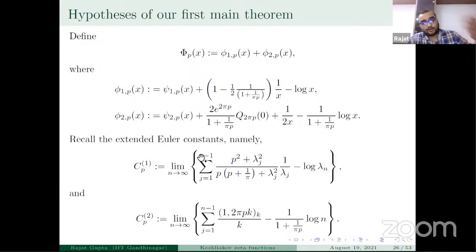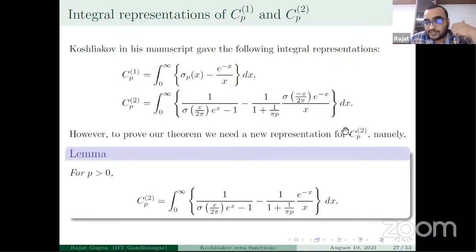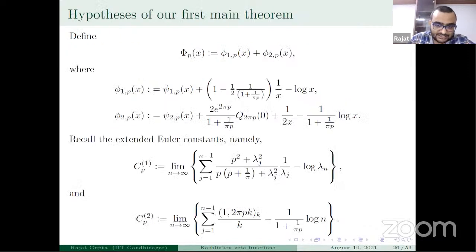And recall the extended Euler constant given by this limit, the C_p1 and C_p2. Koshliakov not only gave this limit representation of it, but he also gave the integral representation of it in the manuscript. But for our purpose, we need a new representation of C_p2, which we derive in our paper and is given in this lemma. This can be easily deduced from Frullani's representation of log x, because in the course of proving this C_p2 you need a formula for log x, as you can see the log n is present. So that integral representation is actually coming from here.